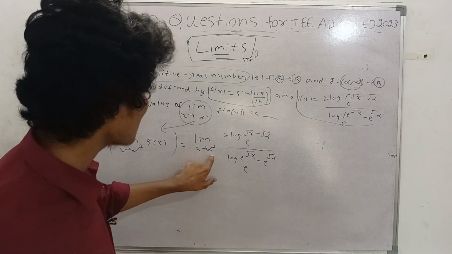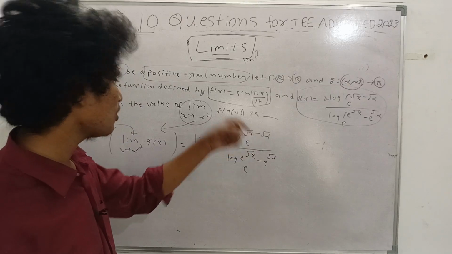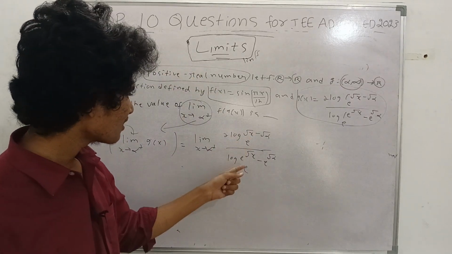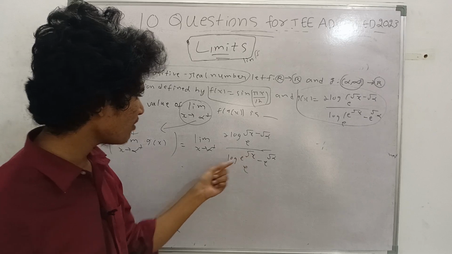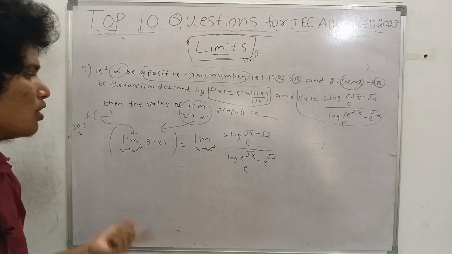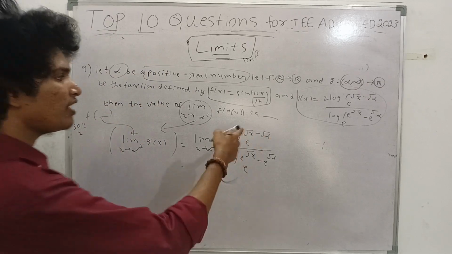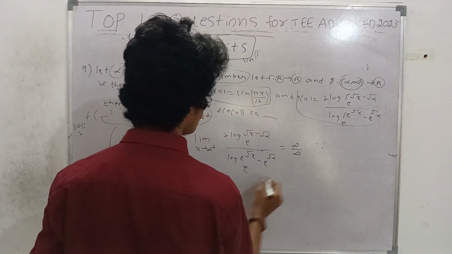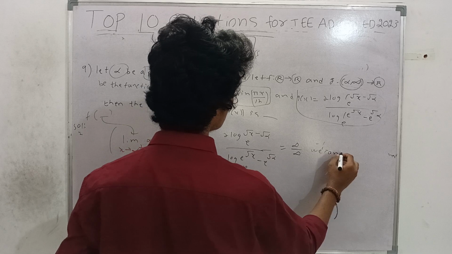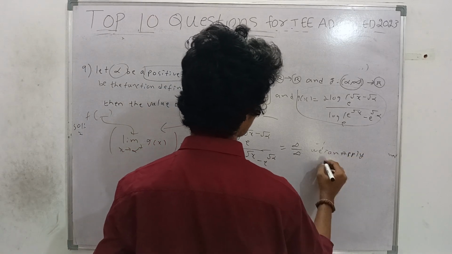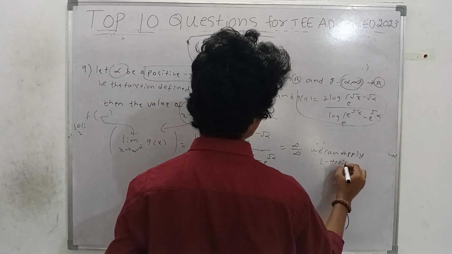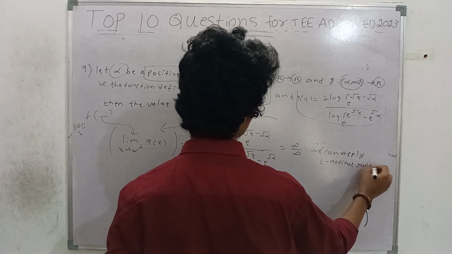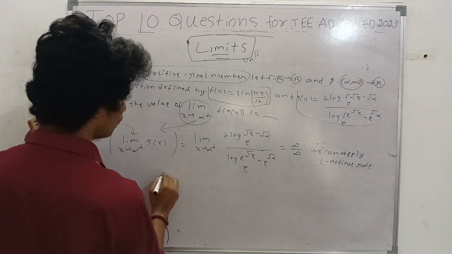So when x is alpha, this thing is 0, and the denominator is again 0 when x is alpha. Log 0 is not defined, that is infinity divided by infinity. So this is infinity divided by infinity. So what we can do? We can apply L'Hopital rule.